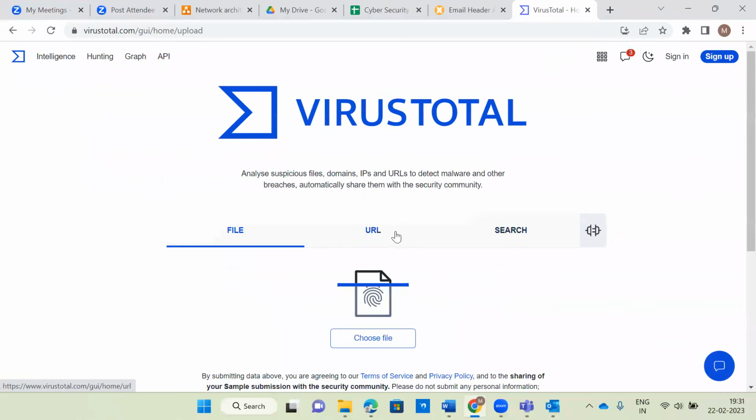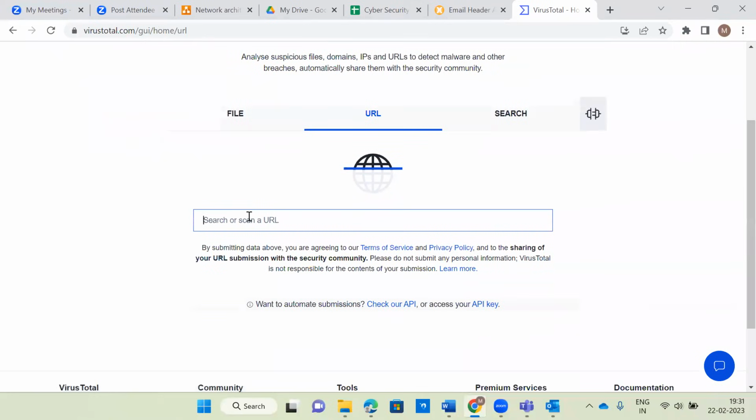Go to virustotal.com, because we have to give respect to the interviewer. Click on URL, copy and paste the URL link, and press the search button. This is the way we have to give the instructions. We will discuss the in-depth analysis in future.